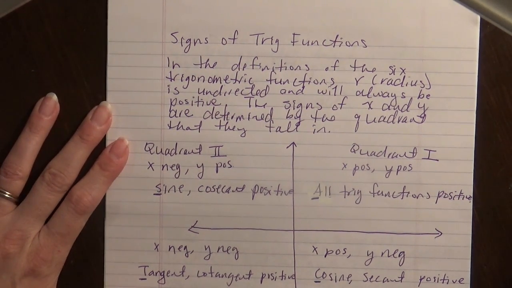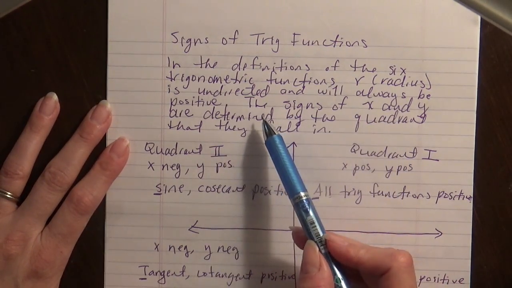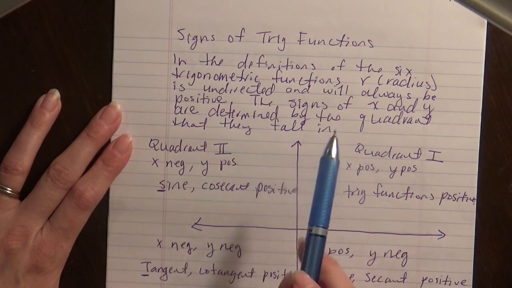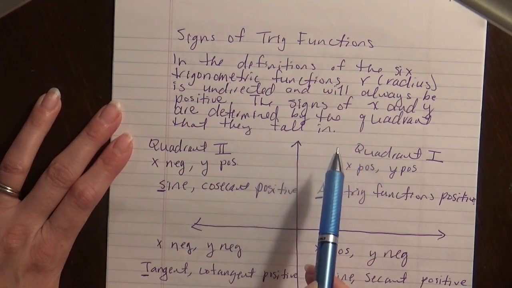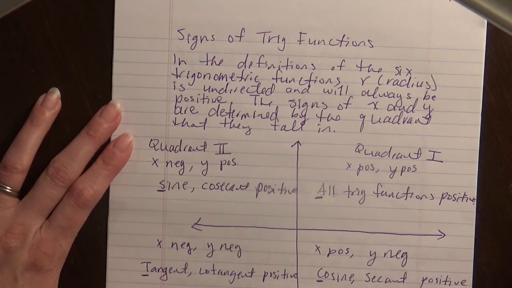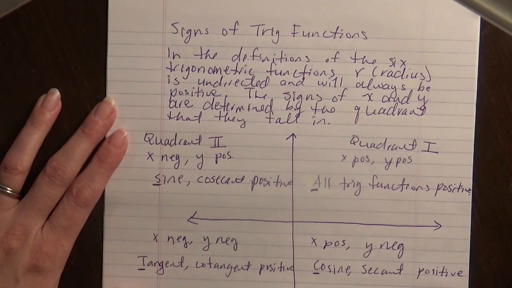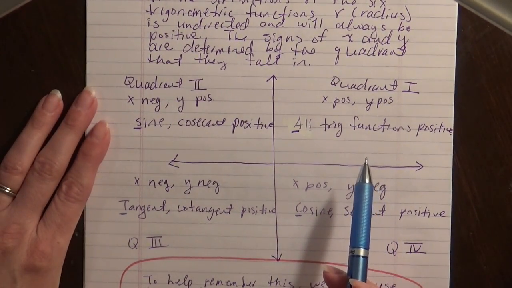In the definitions of the 6 trigonometric functions, r, or radius, is undirected. So, in other words, radius will always be a positive value. The signs of x and y are determined by the quadrant that they fall in. I've just kind of organized information that you already know from basic algebra, but we have to just kind of connect the dots.